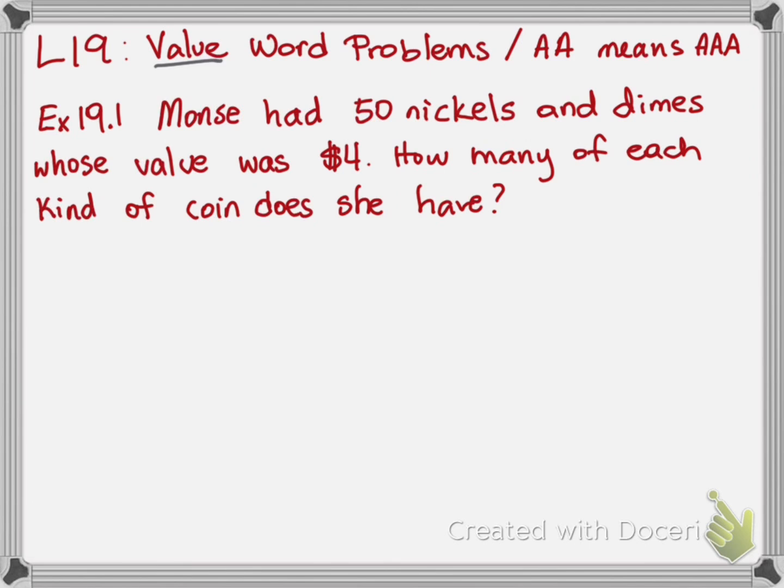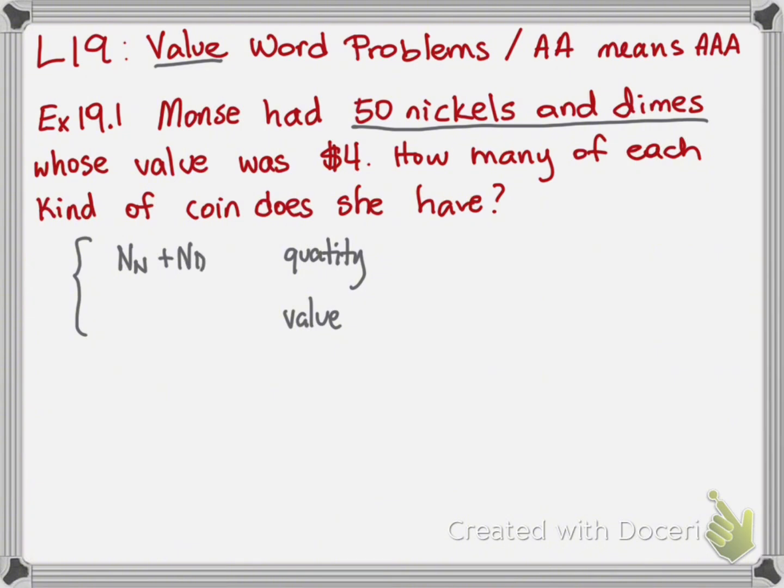It says, Monse had 50 nickels and dimes whose value was $4. How many of each kind of coin does she have? So the two equations we're going to look for are about quantity and about value. It says that she had 50 nickels and dimes. Now remember that we learned about subscripted variables. So we're going to say that the number of nickels plus the number of dimes is 50 because there are 50 coins. And then for the value, we have to give the value to the variable.